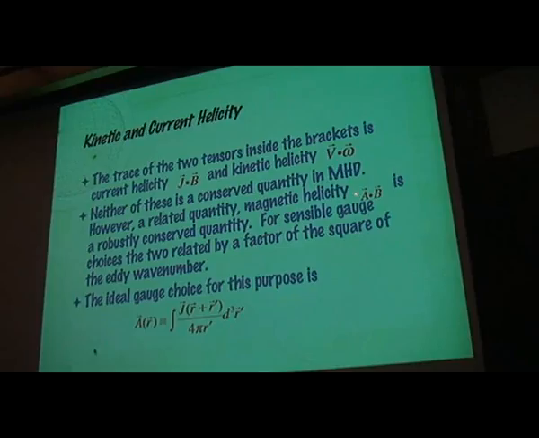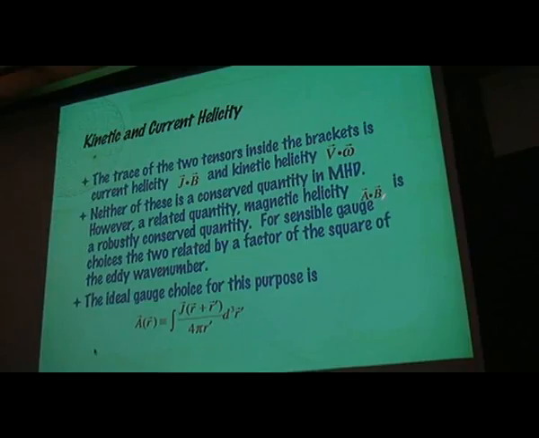helicity, vector potential dot b, is a robustly conserved quantity in MHD. It is so incredibly interesting as a conserved quantity. It's even seen to be more or less conserved, or at least to evolve more slowly than the energy in laboratory experiments, which, compared to astrophysical objects, have a lot of resistivity.